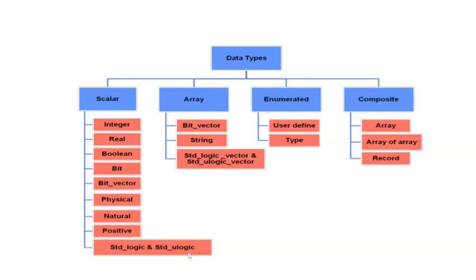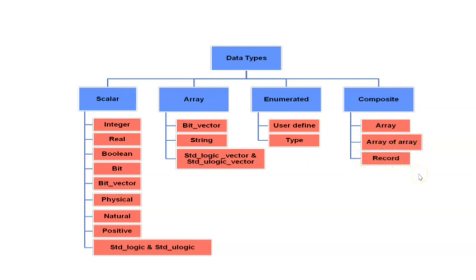Then next one is array, means it can hold more than one value, just like an array or a vector. Examples of array data type are bit_vector, which is indicating bit vector. Then string, Std_logic_vector, that is Std underscore logic underscore vector. So these are the array data types. Next is enumerated, they are user defined ones. Composite means array of array or record.